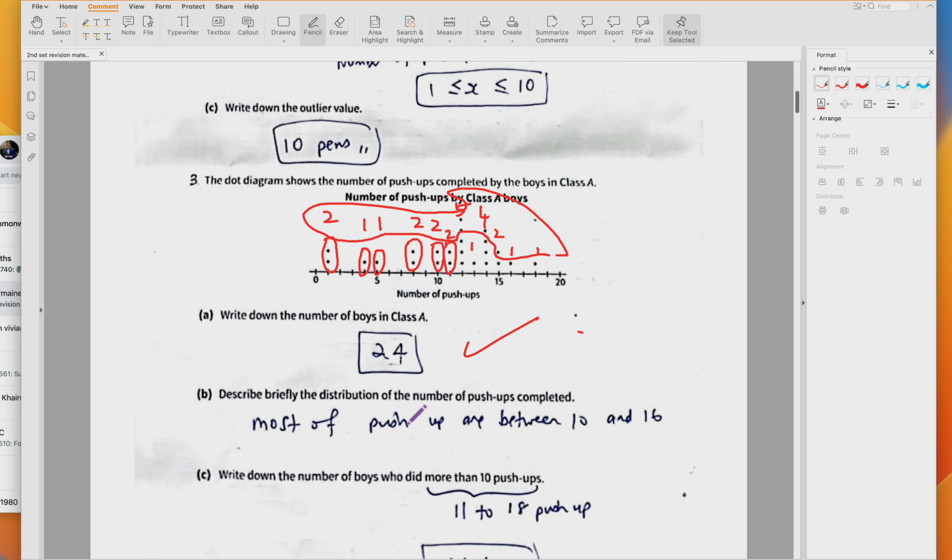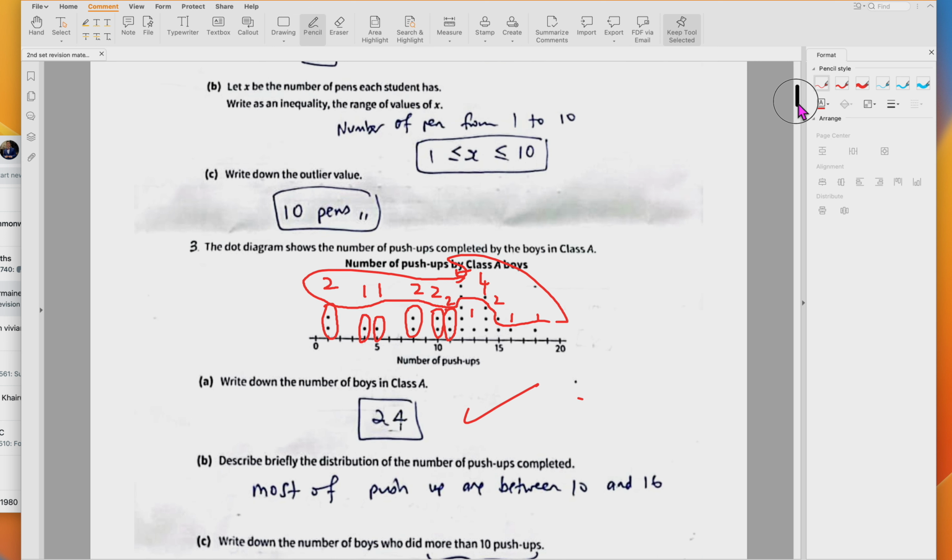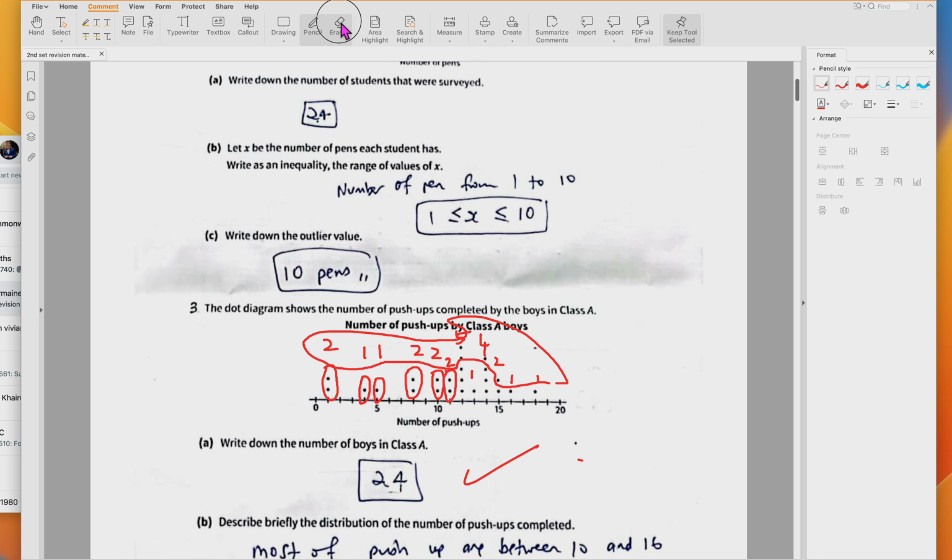They say describe the distribution. So what is the distribution? What's the meaning of distribution, you know? The way the dots are distributed. Okay, so I think you can see that most of the students cluster, so-called they call this a cluster.